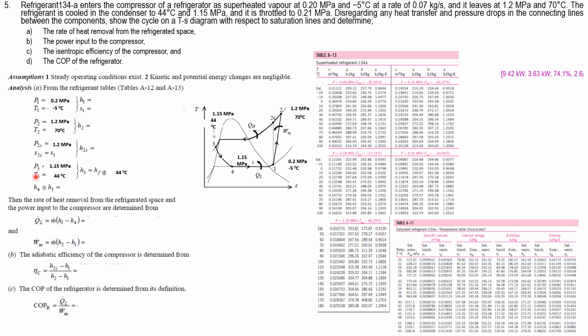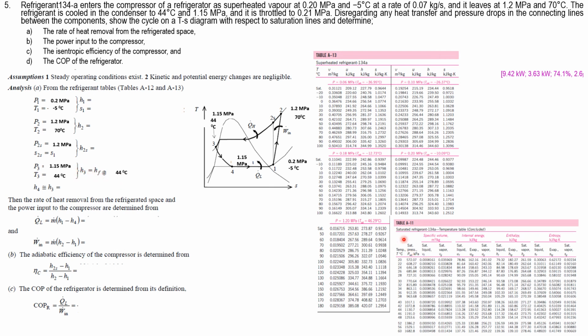Right? Then we'll go to our point number 3. Now, point number 3 is subcooled, but we can assume it to be saturated. We can assume it to be saturated liquid, HF, all right? The error associated with it will be very, very minimum. So it's okay if you assume H3 to be equals to HF at 44.